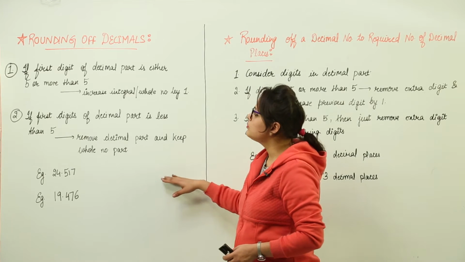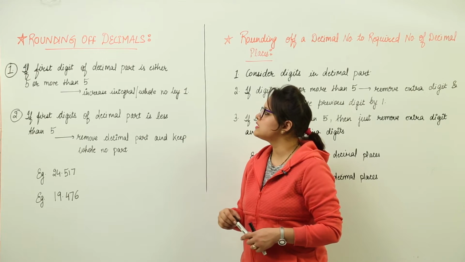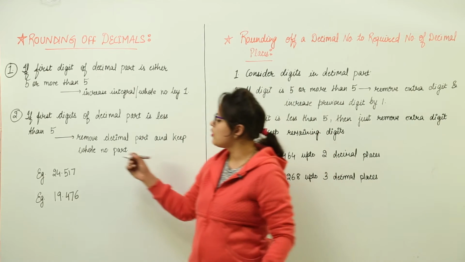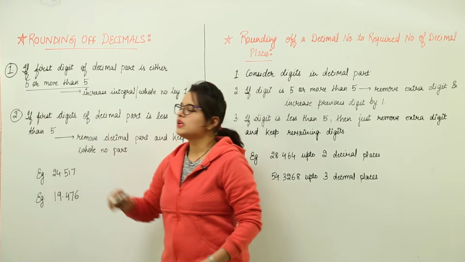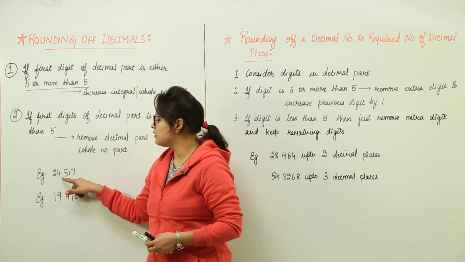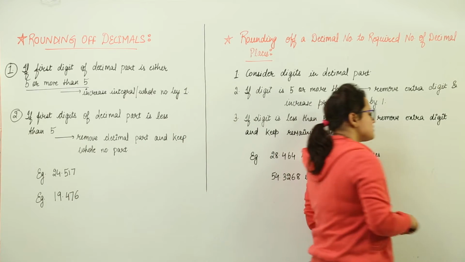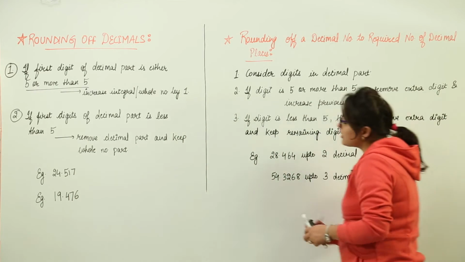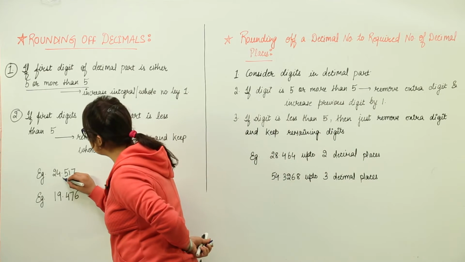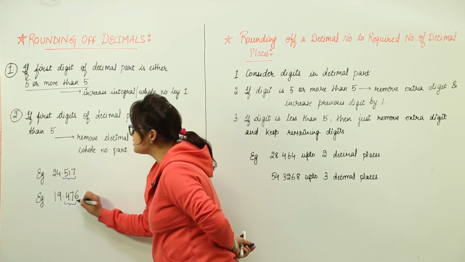Now how to round off the decimals? The first case is when the first digit of the decimal part is either 5 or more than 5. Now you have to see the decimal part. In a decimal you have an integral part and a decimal part. We are only going to consider the decimal part for both the cases, right?